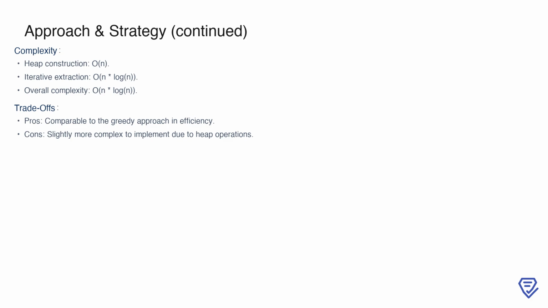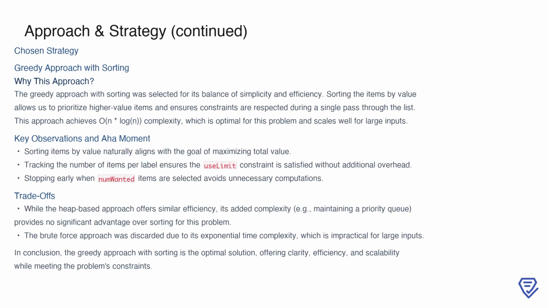This approach involves constructing the heap, which takes O(n), and iteratively extracting items, which incurs a cost of O(log n) per extraction. For n items, the overall complexity is O(n log n), comparable to the sorting-based greedy method. However, maintaining a heap adds some implementation complexity. While efficient, this approach doesn't offer significant improvement over the sorting method for this particular problem, making it less favorable given the added complexity. The chosen strategy for this problem is the greedy approach with sorting.